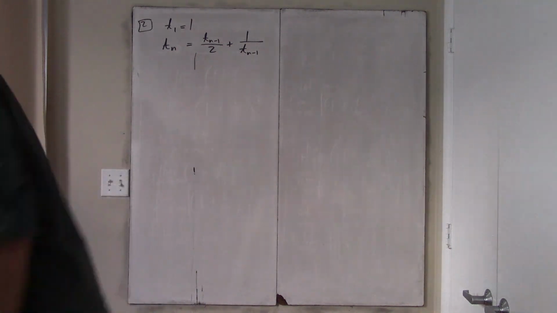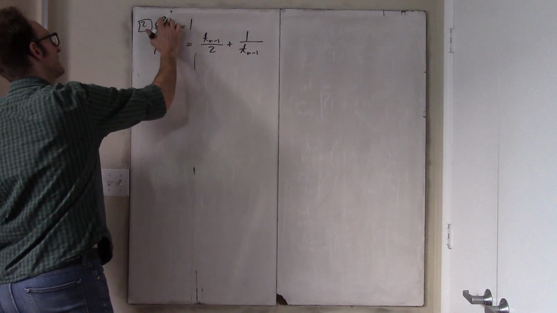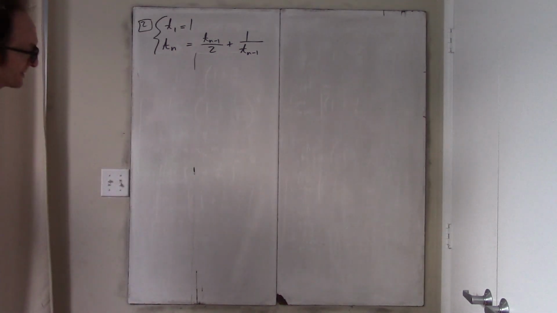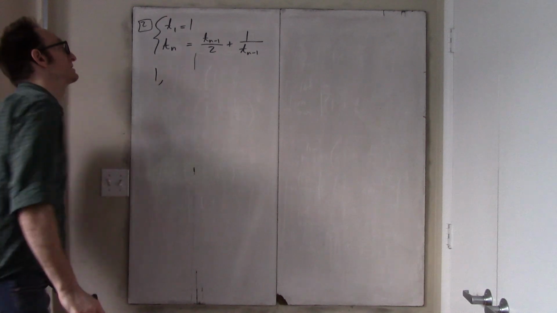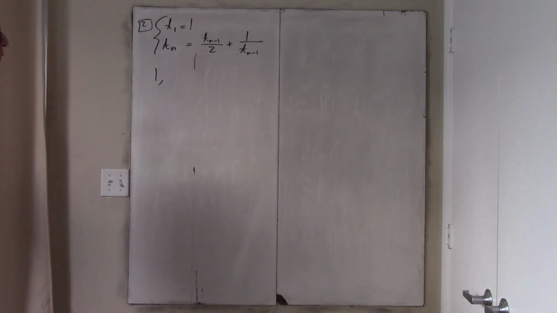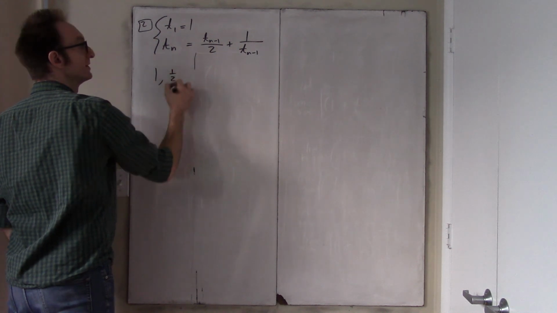Okay, so let's maybe expand this directive a little bit and try to see what's going on. Let's see how much I can get away with doing this in my head. This is 1. What's T2? Well, T2 would be 1/2.